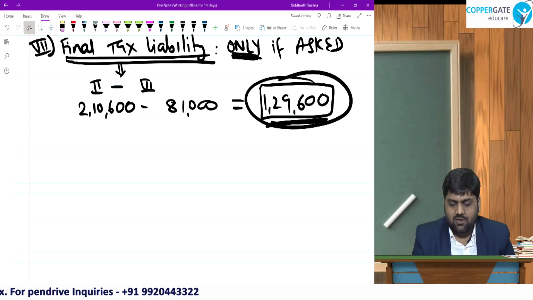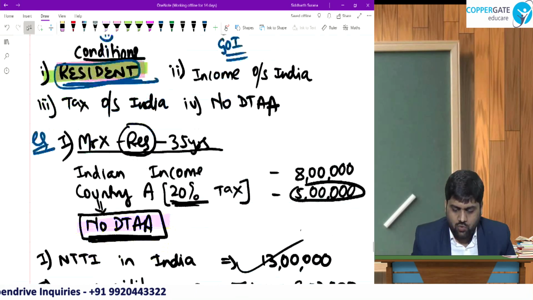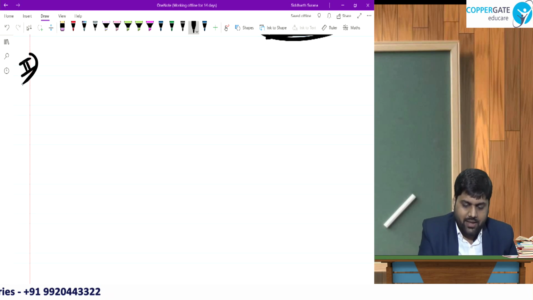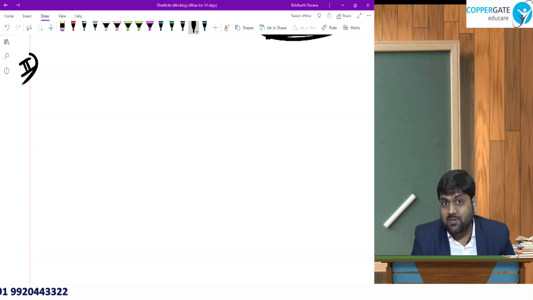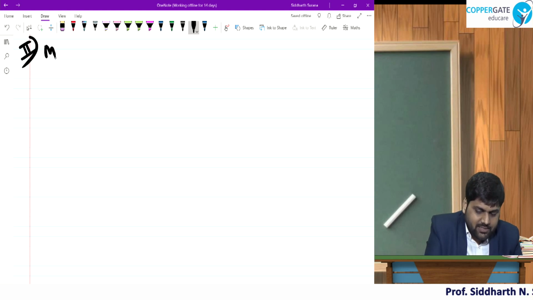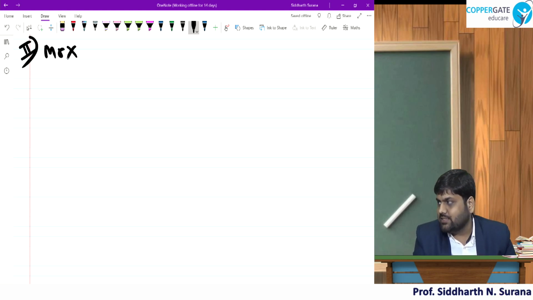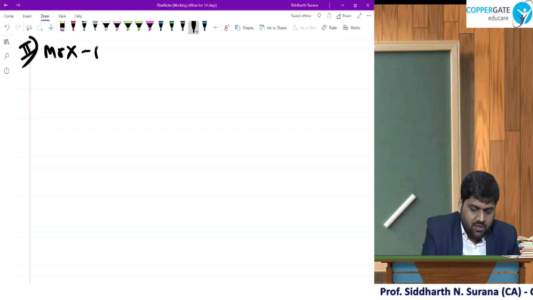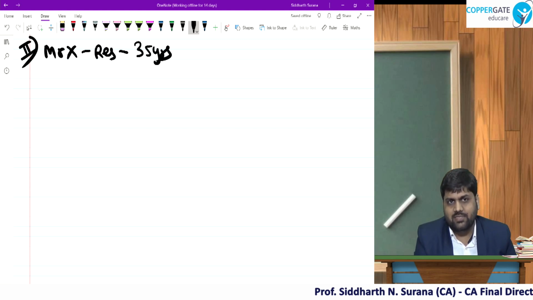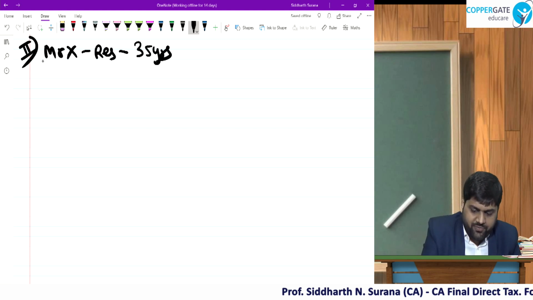Now that we are done with our first example, I want to do with you a little more difficult example. Let me go to example number 2. The concept is understood, but now some more learning about unilateral relief. Let us understand what is unilateral relief under double taxation relief with the help of the second example. Once again, there is an assessee called Mr. X who is a resident and age 35 years. So that you know that basic exemption is going to be 2,50,000.